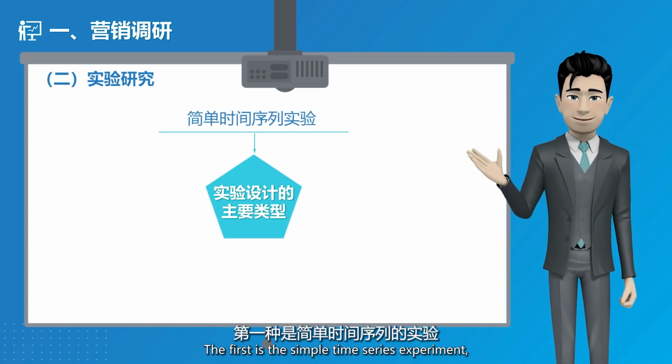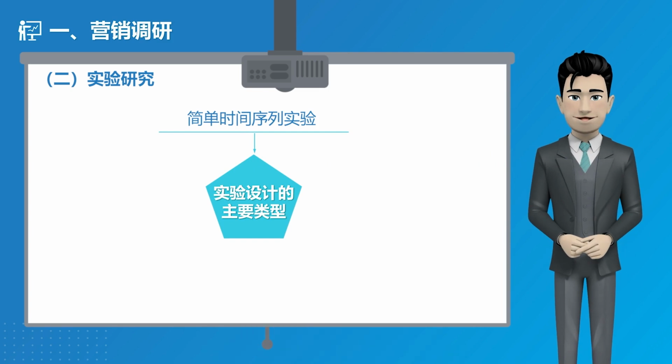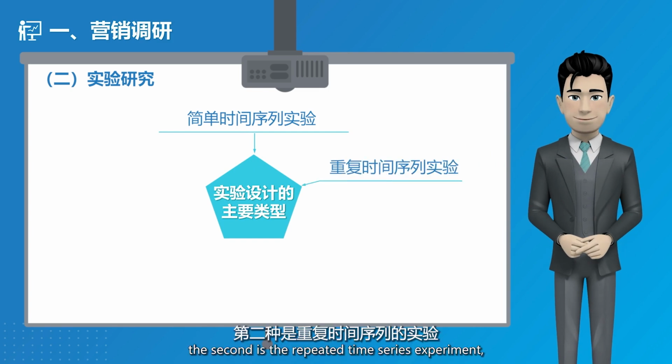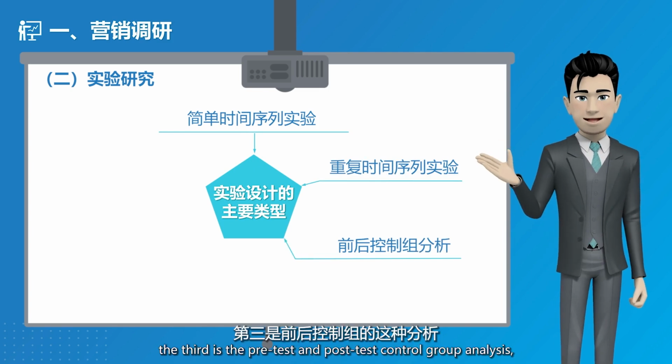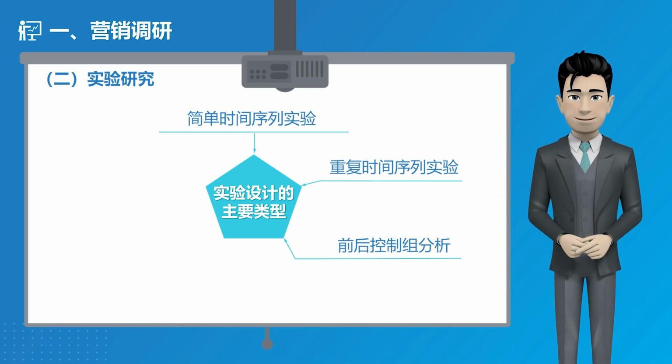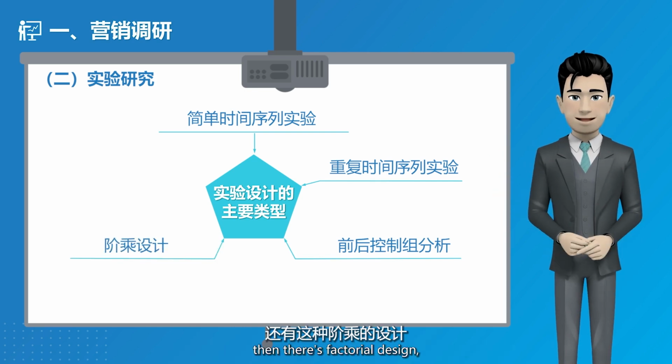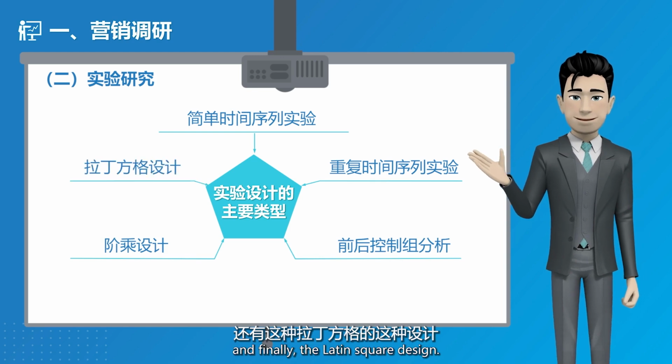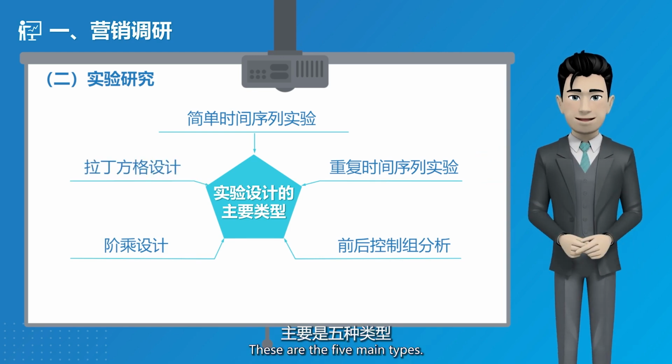The main types of experimental design include 5 kinds. The first is the simple time series experiment. The second is the repeated time series experiment. The third is the pre-test and post-test control group analysis. Then there's factorial design. And finally, the Latin square design. These are the 5 main types.